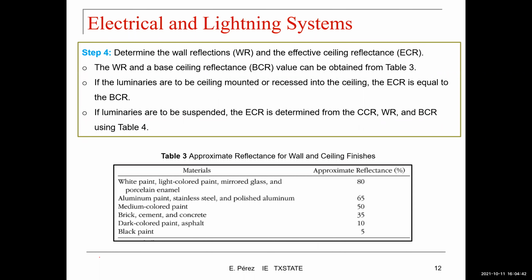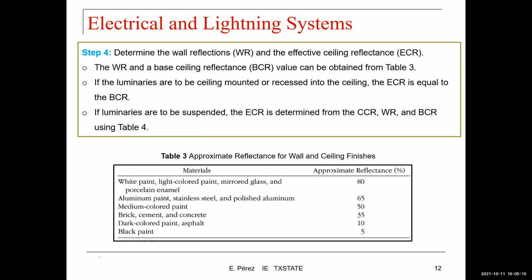Step 4 is to determine the wall reflection, or WR, and the effective ceiling reflectance, ECR. The WR and a base ceiling reflectance, BCR, value can be obtained from table 3. That's table 3 right here. Table 3 gives us the approximate reflectance for wall and ceiling finishes, so basically looking at the materials that are used for the finishes of the walls and the ceilings.